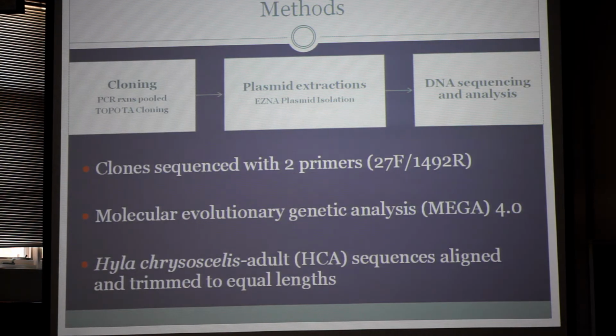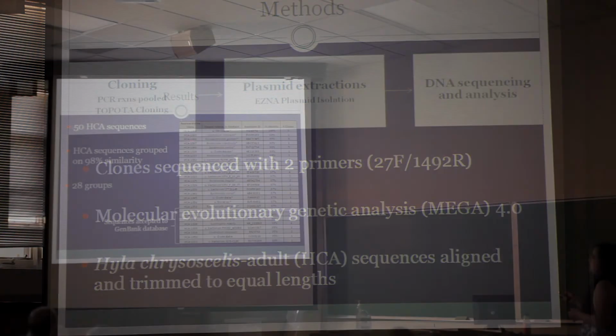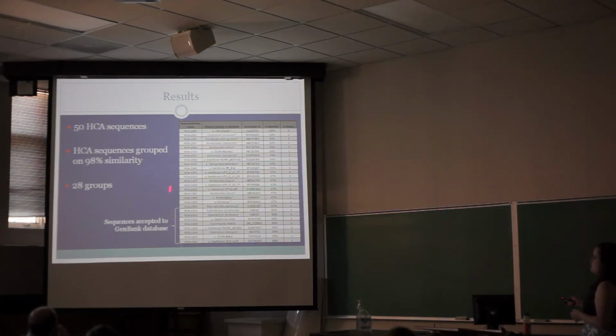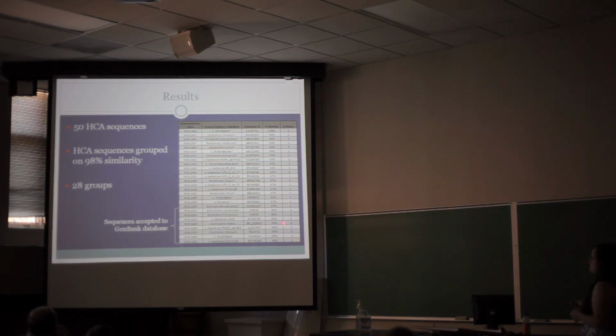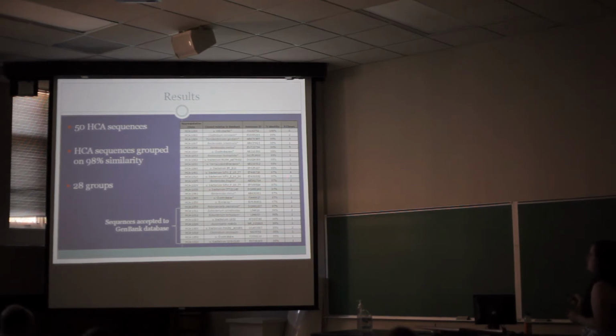So after PCR, I pooled my PCR reactions together and I cloned them, showing you a representative clone from each of those 28 groups, as well as the number of clones within each of those groups. And then after I grouped them, I put them into the GenBank database to find close relatives. So I do have the closest relatives that were associated with each group listed here, as well as the identity to each. And the identities did range from 90%, which is at the bottom, all the way up to 100% identity.